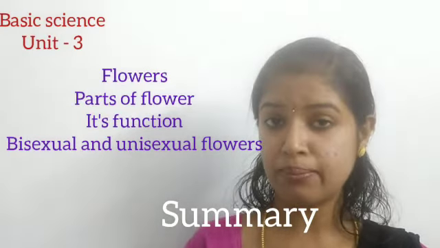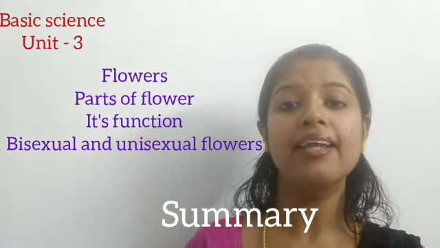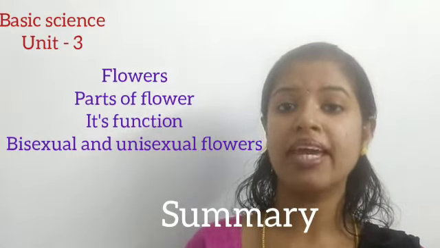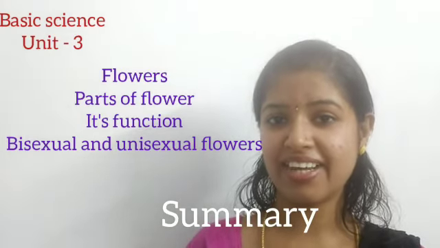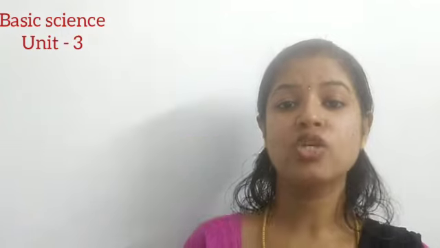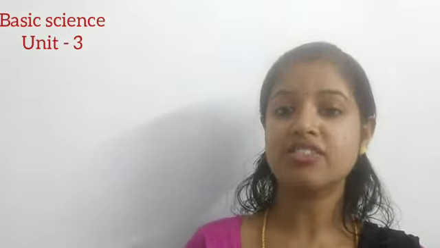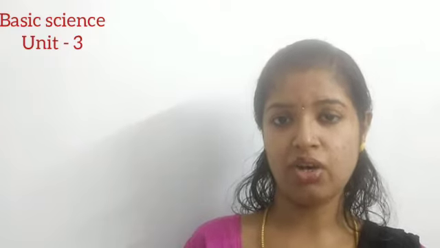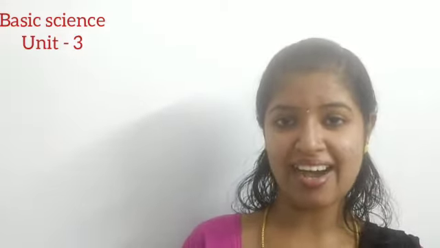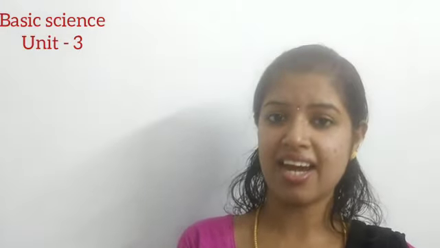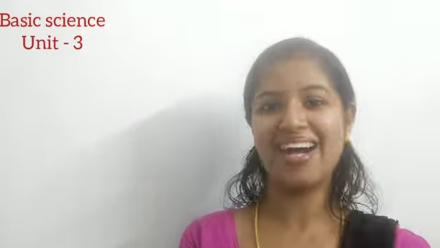Okay, so examples for bisexual are hibiscus, rose and all, and for unisexual are pumpkin, bitter gourd. Is it clear, children? Yes. So all the activities I have told you to do, just try to do them yourself. Okay? Yes. So that is the end of today's class. Next class I will take another topic. Till then, bye.